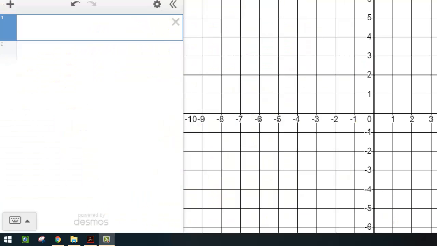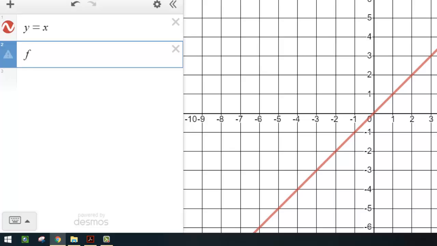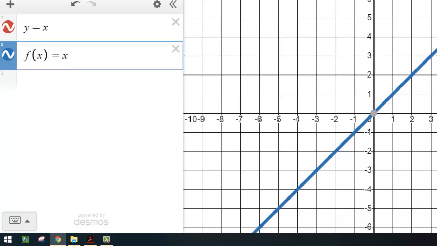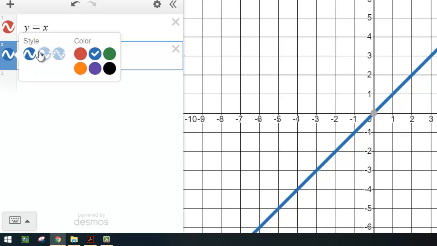All right, so here we are in Desmos, and I'm going to put in y equals x. You can see that makes the parent function of a linear. I'm also going to put in f of x equals x and show that that's actually the same function.